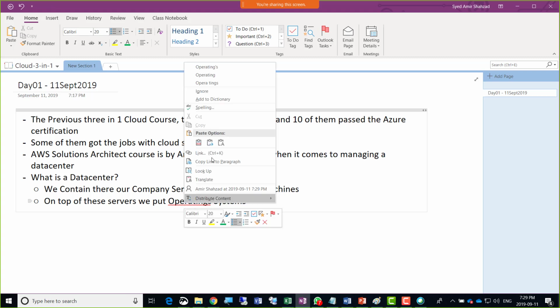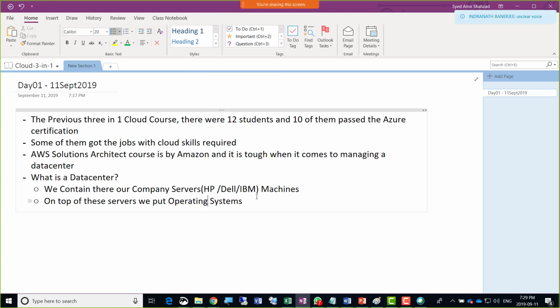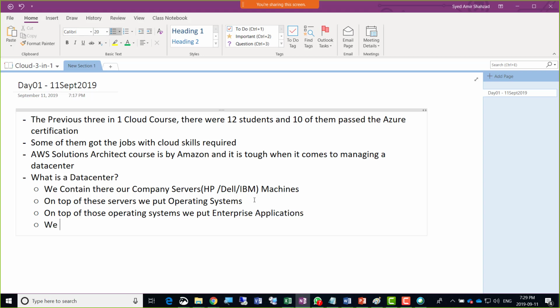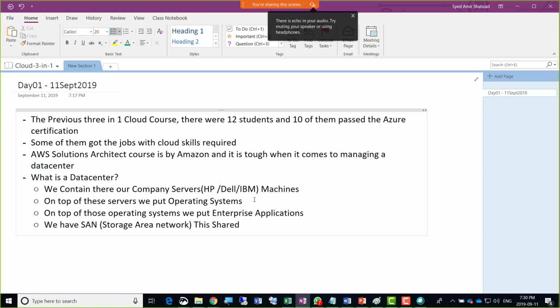Yeah, there's a mic open for somebody. And on top of those operating systems, we put enterprise applications, right? Enterprise applications. So these are just servers. Then we have SAN. Ever heard of SAN before? Anyone? Storage area network. So this is shared storage over the network, right?